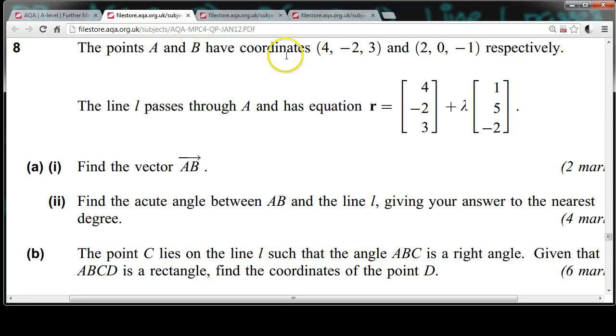The points A and B have coordinates 4, -2, 3 and 2, 0, -1 respectively. The line L passes through A and has this equation. Find the vector AB. Find the acute angle between AB and the line L, giving your answer to the nearest degree. The point C lies on the line L such that the angle ABC is a right angle. Given that ABCD is a rectangle, find the coordinates of the point D.